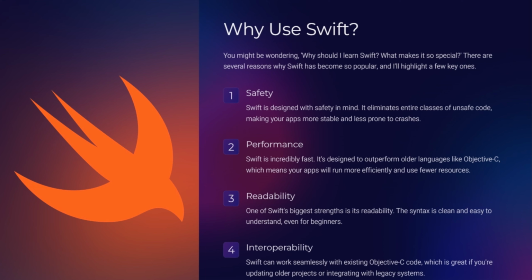Performance. Swift is incredibly fast. It's designed to outperform older languages like Objective-C, which means your apps will run more efficiently and use fewer resources. Readability. One of Swift's biggest strengths is its readability. The syntax is clean and easy to understand, even for beginners. Interoperability. Swift can work seamlessly with existing Objective-C code, which is great if you're updating older projects or integrating with legacy systems.